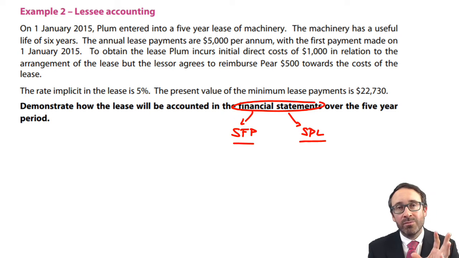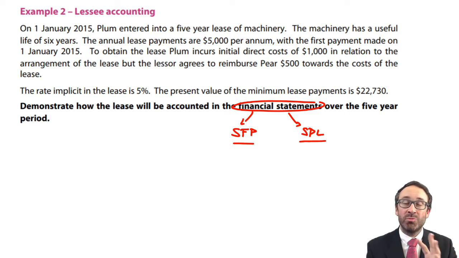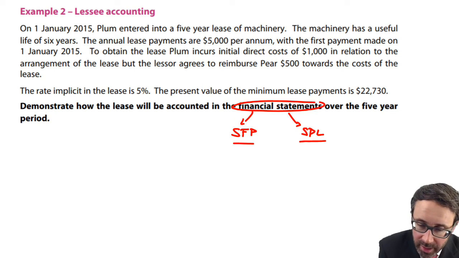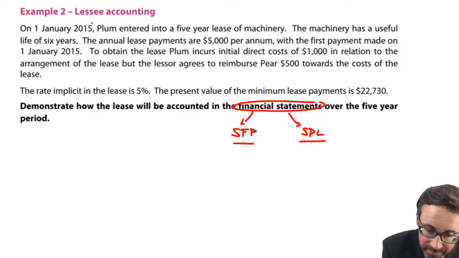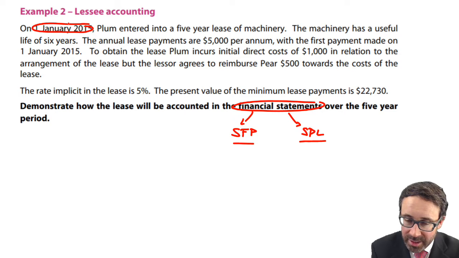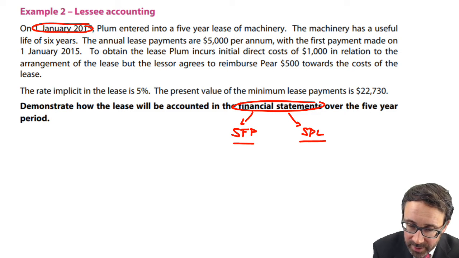The key thing when we're looking at the calculations, particularly for the lease liability and its associated interest, is that we need to look at when the payments are made. Are they made in advance or are they made in arrears? That's really, really important. So what we've got here, the 1st of January 2015, so we'll assume that it is a December year end. We entered into a 5-year lease of machinery.